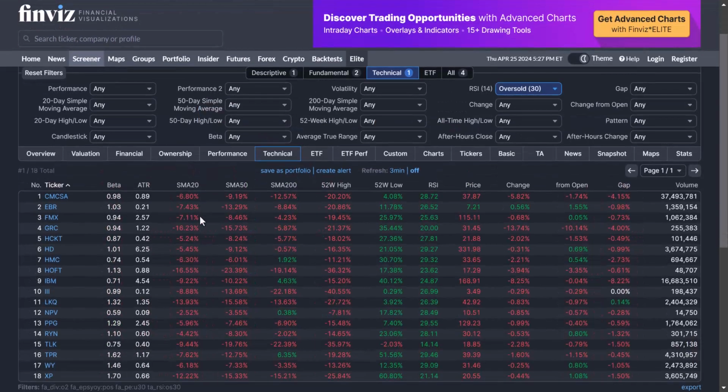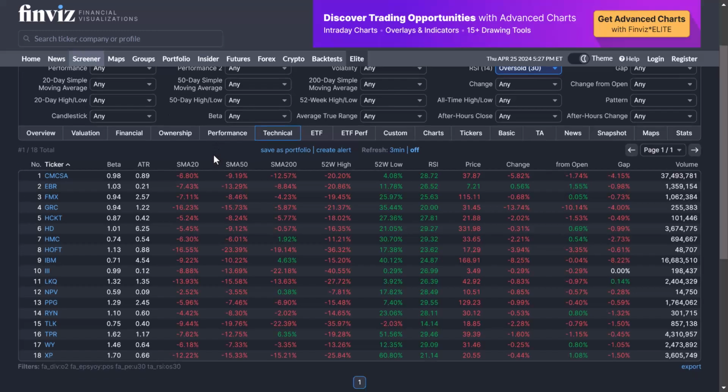The technical tab I find to be not as useful. I like to look at this information in chart form, but if you like looking at price relative to moving average, this table gives you a really quick rundown of where the price stands relative to those moving averages.